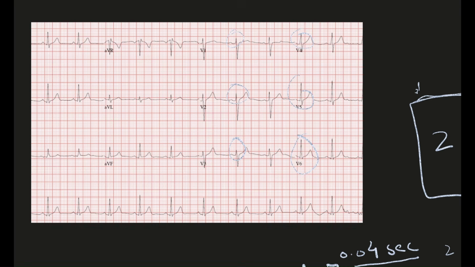Now for LVH, what we are going to do is calculate this distance. Roughly, it is 10 millimeter. And look at lead 6. It is around 13 millimeter. So 13 plus 10 is equal to 23 millimeter. This is not left ventricular hypertrophy. This is normal.